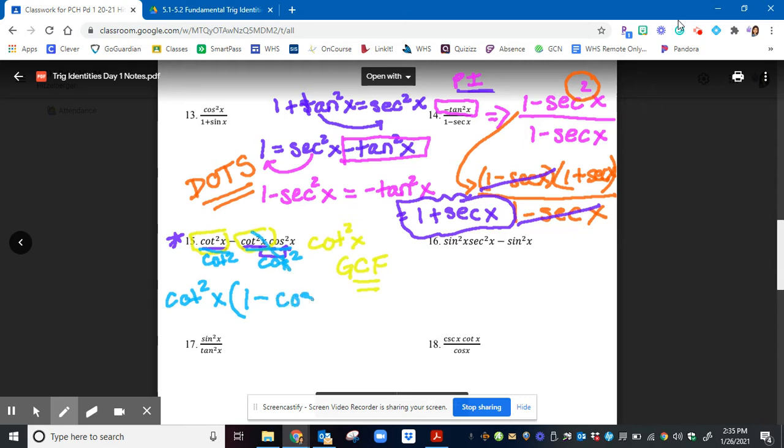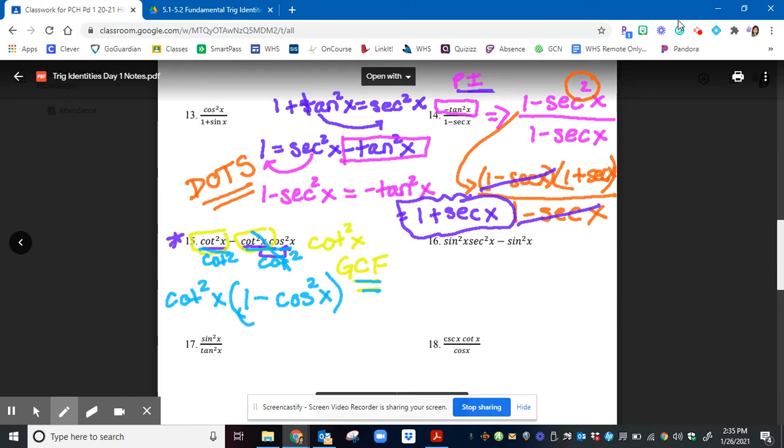Now, notice that cotangent squared is still there. It's in the front because if I multiply it back into this, I get what I had originally. So all I did was take out a GCF. I factored out a greatest common factor.